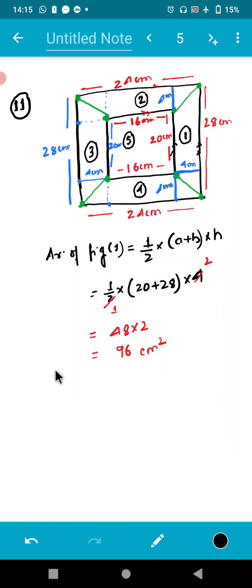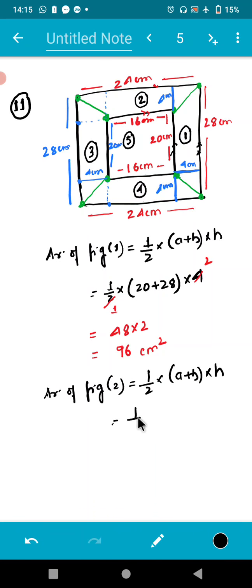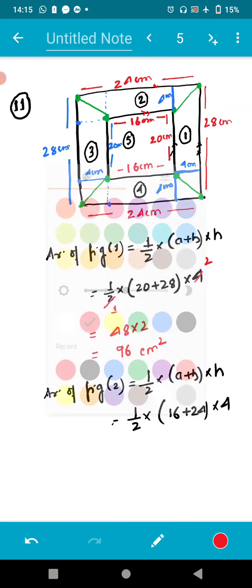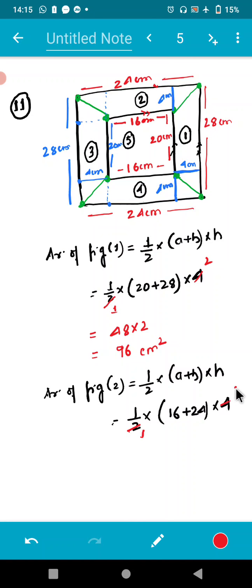Now, let us do area of figure 2. Area of figure 2 is also a trapezium. So, half into a plus b into height. So, it would be equal to half into the sum of parallel sides, 16 and 24. So, that is 16 plus 24 and height is 4. Now, we will reduce this, 2 ones are 2, 2 twos are 4. So, the solution of this bracket is 40 into 2 centimeter square, that is 80 centimeter square.